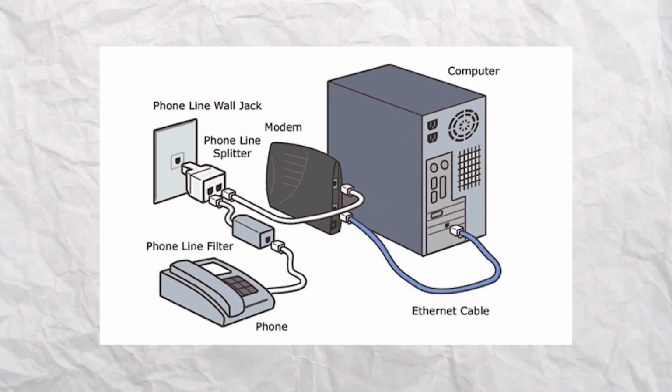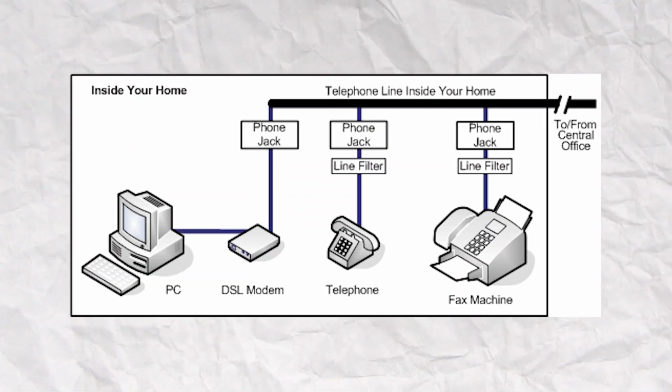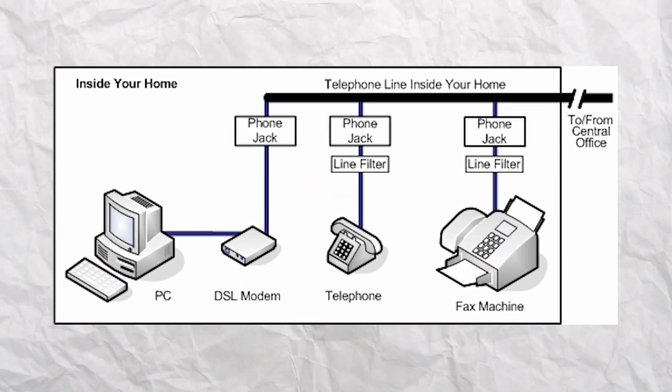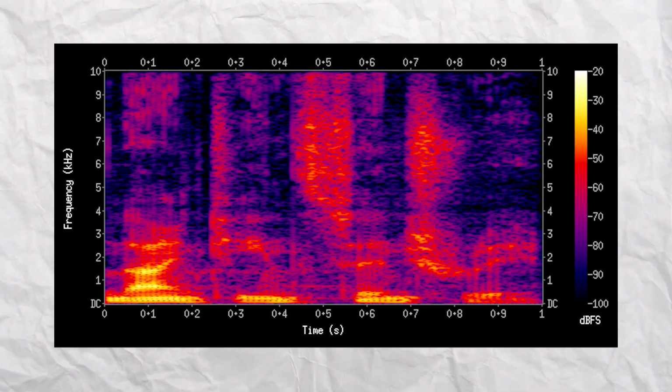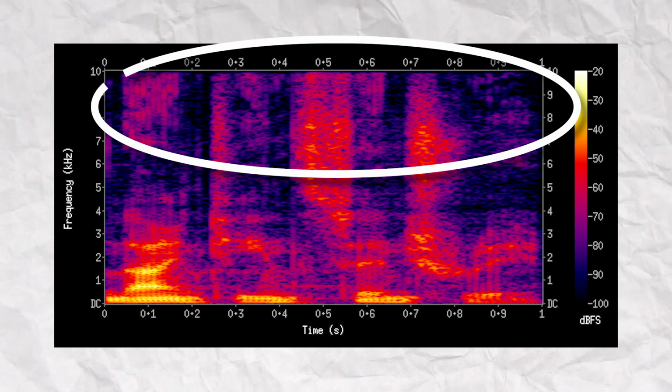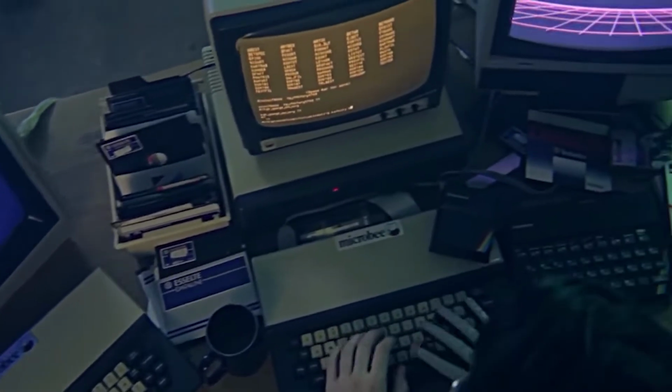The secret behind DSL lies in frequency separation. Voice telephone calls use only a small portion of the frequency spectrum available on copper telephone lines. DSL technology uses the higher frequency bands that voice calls don't touch, allowing both internet data and phone conversations to travel over the same line simultaneously without interfering with each other.